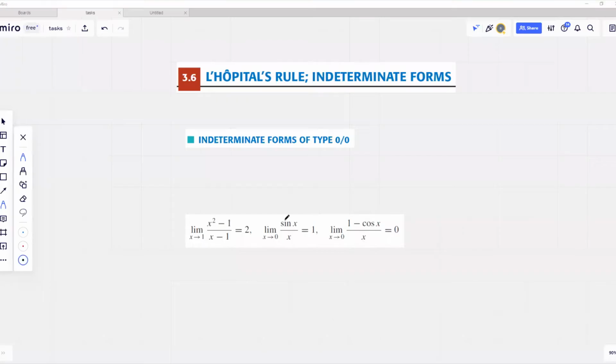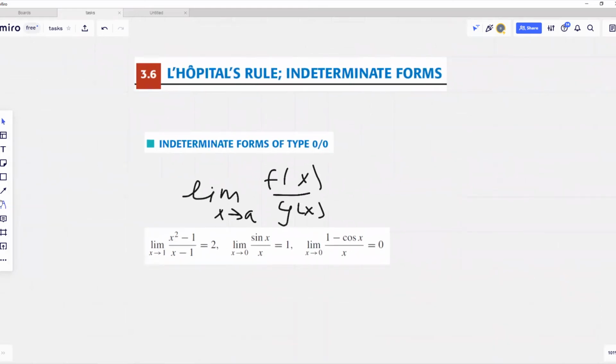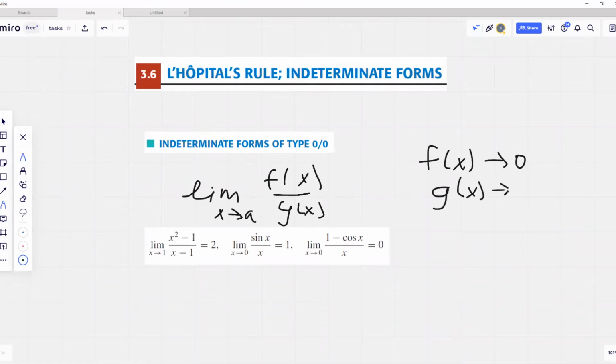Welcome, guys. In this video, we are going to study a method that is going to help us use derivatives to find limits, known as L'Hôpital's Rule. Let's take a look at the limit of a ratio of two functions, f of x over g of x, when x is approaching a. And let's assume that both these functions approach 0 when x is approaching a.